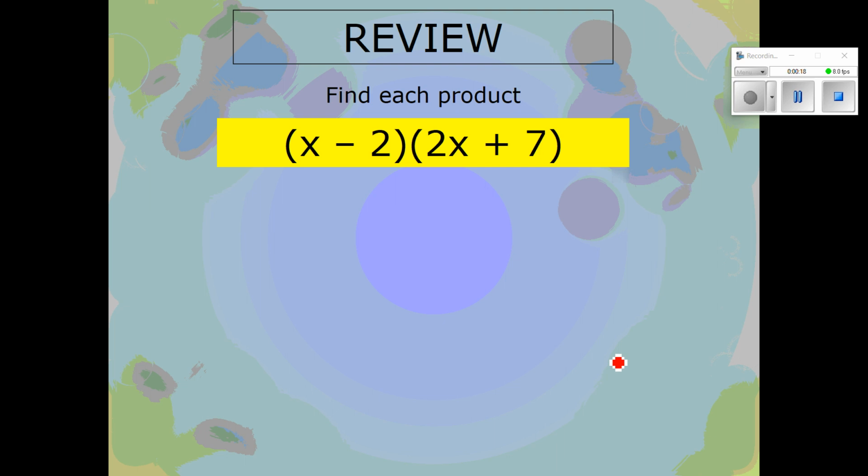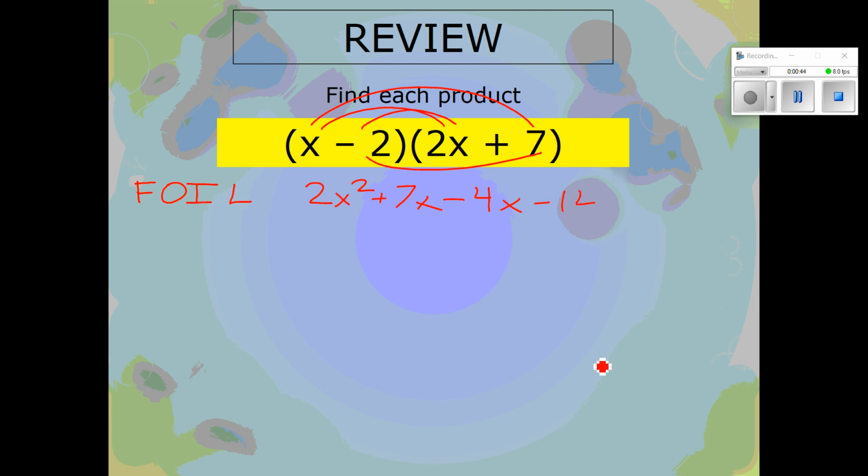We were using FOIL. So if you remember us doing FOIL, we are first going to multiply the first terms of each binomial, which is x times 2x, which is 2x squared. We multiply the outer terms, which is x times 7, which is 7x. We multiply the inner terms, which is negative 2 times 2x, which is a negative 4x. And then we multiply the last terms, which is negative 2 times 7, which is a negative 14.